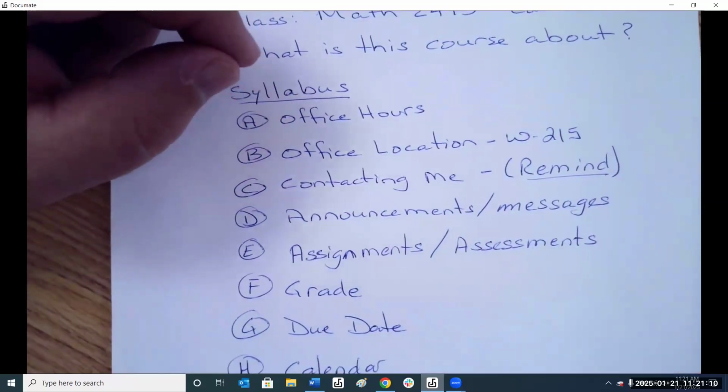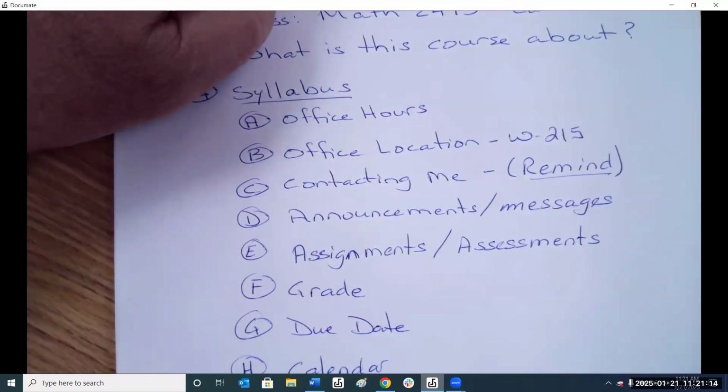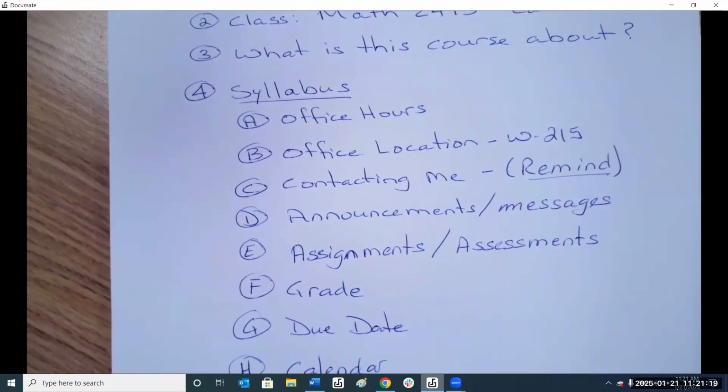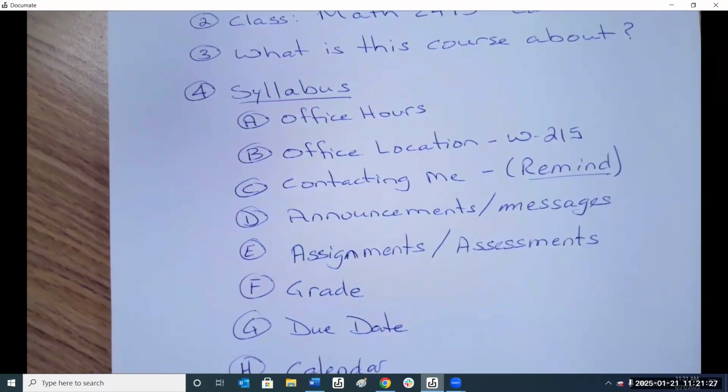Announcements and messages. If there's anything, let's say, how many times have you shown up to class and the teacher's not there? And if you're lucky, there's a sign on the door that says this class is canceled today. If you're not lucky, what happens? You sit there and sit there and sit there and say, well, we should wait 15, 20 minutes and then leave. Is that fair to you? Not at all. By no means.